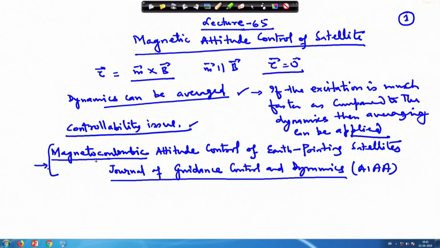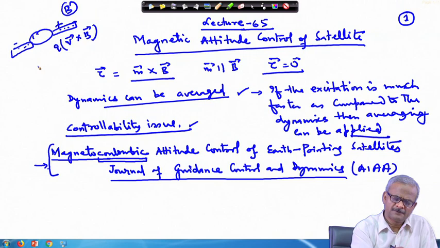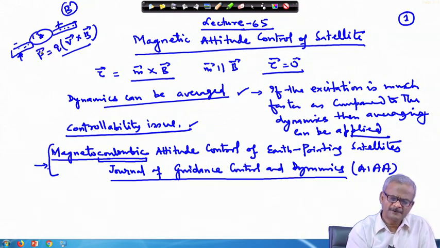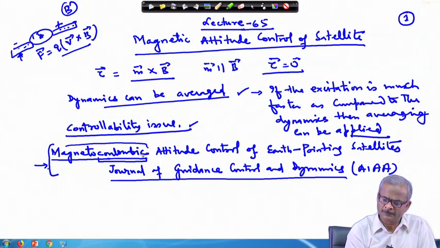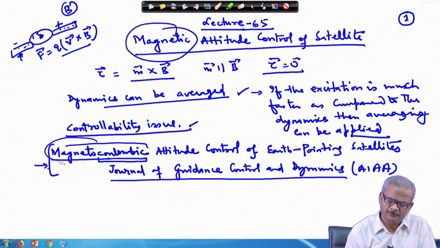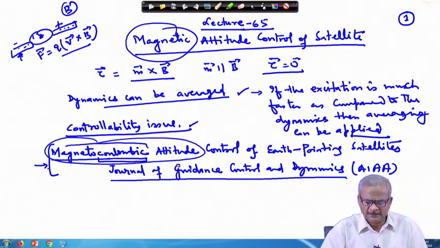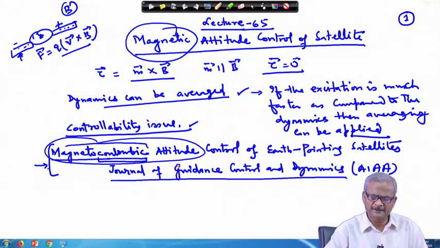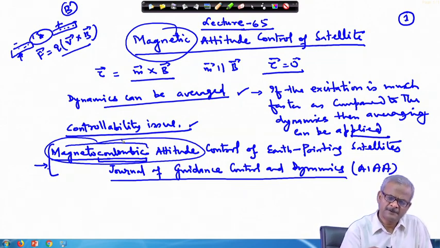This is on magnetocoulombic control, which means there is charge on the satellite. Say I have a satellite here, and on the satellite surface there is charge, plus on this side and minus on this side. As the charge moves through space in the magnetic field, this charge interacts with the magnetic field. Q times V cross B is the force acting on this charge. Therefore, about the center of mass of the satellite, a net torque will be produced, and this torque can be used to actuate the satellite. This is a new system, but between magnetic attitude control and magnetocoulombic attitude control, a large portion is mathematically common. So, referring to this paper will solve all your problems.